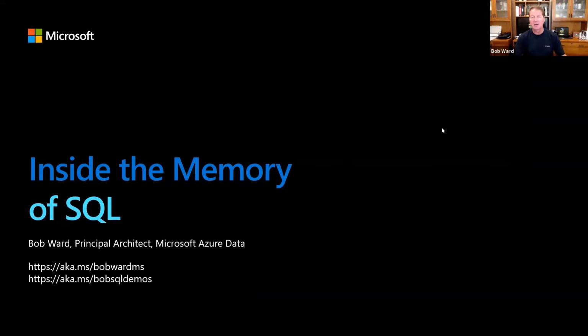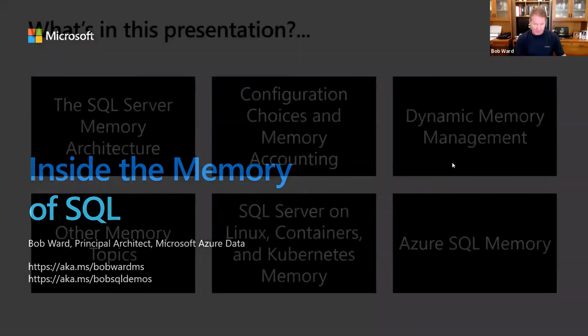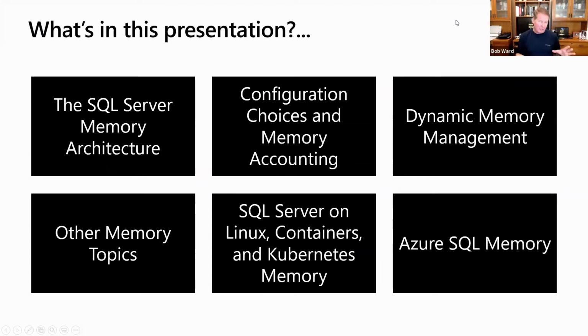So let's get into our content. Today, we're going to talk a little bit about architecture. We're going to talk about configuration choices you make that affect how the architecture behaves, and a little bit about what I call accounting, like how do you look at some of the numbers and what do they mean? We'll certainly look at dynamic memory management, because you need to understand how SQL Server behaves as memory needs fluctuate and as pressure occurs, from external things going on within the system and internal things within SQL Server. There are some other memory topics to cover, things like plan cache and so forth.